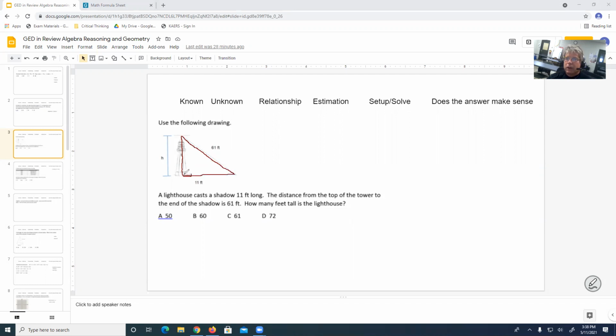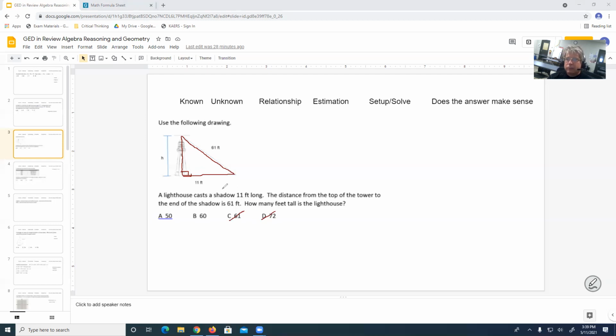And this is a special triangle. This is actually what's called a right triangle. In a right triangle, the slanted side is always the longest side. So 61 is actually the longest side. So the height has to actually be under 61. So C and D actually already drop off the problem because of that.